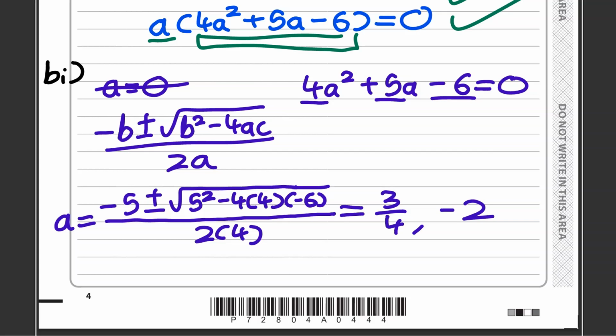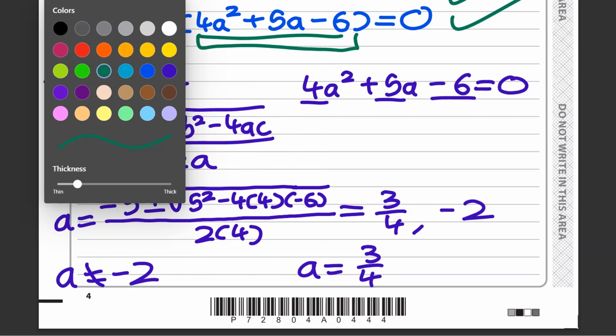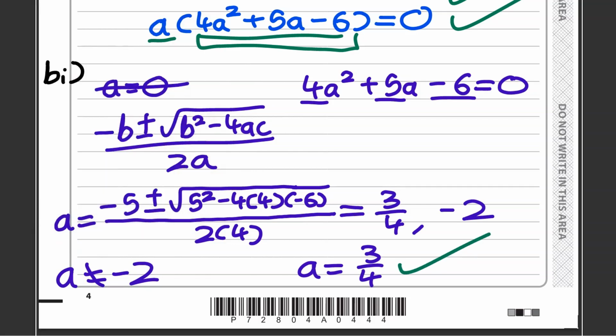Now, as we're told that a is a positive constant, it can't be minus 2. So a cannot be equal to minus 2 because it's negative. So that means the value of a has to be where a is equal to 3 over 4. This part here is only worth 1 mark. You get the mark for showing that a is equal to 3 over 4. So this is the final answer.